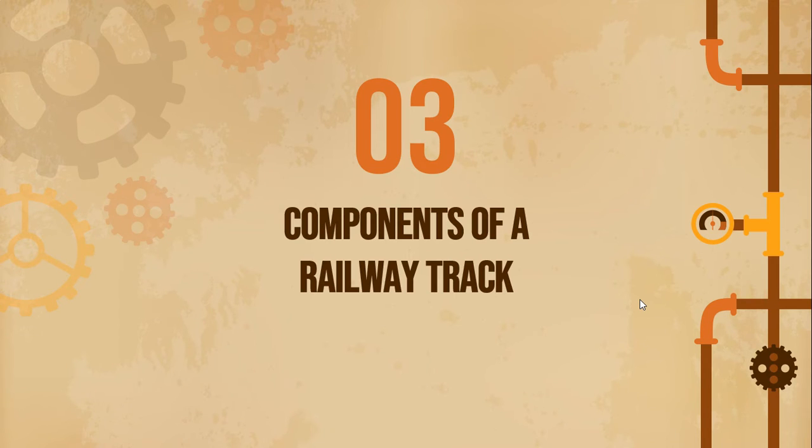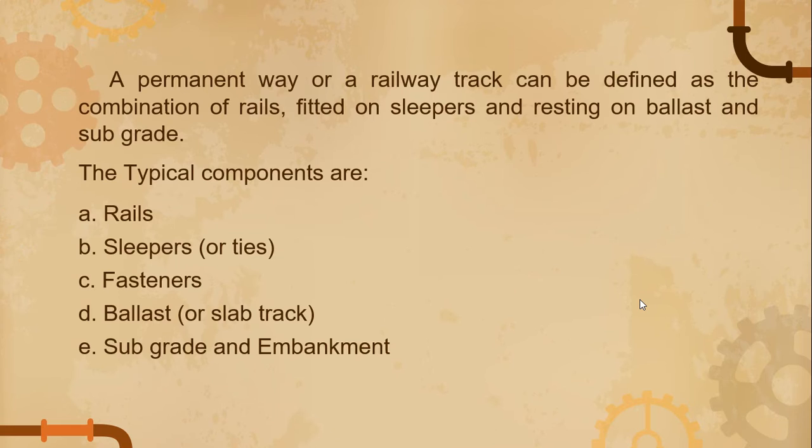Now let's proceed to the different components of a railway track. But before we discuss the different components, let us first define what a railway track is. A railway track, also called a permanent way, is defined as a combination of rails fitted on sleepers and resting on ballast and subgrade. The typical components are rails, sleepers or ties, fasteners, ballast or sub slab track, and subgrade and embankment.